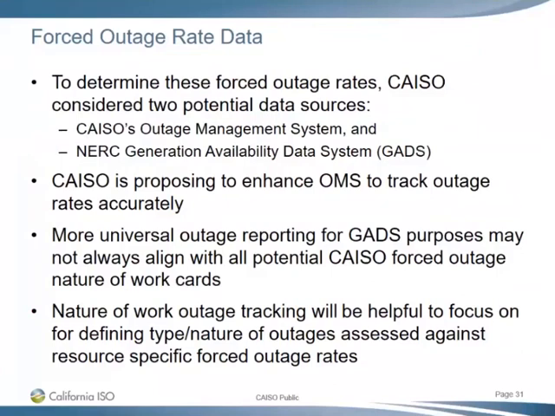So that's really why we're leaning towards enhancing our OMS system to create an approach where we can get the right data and track outage rates accurately for all the specific individual resources on our own, with our own system, rather than relying on the NERC GAD system. That's where we're thinking we're going to go on this part of the proposal. Again, we think we can use the nature of work outage cards to create a good definition of what should count against the resource's forced outage rate and what shouldn't. We'll go through those in the next couple slides.